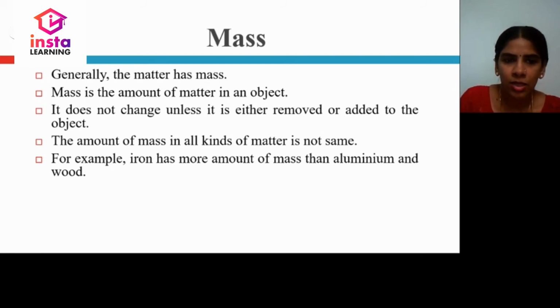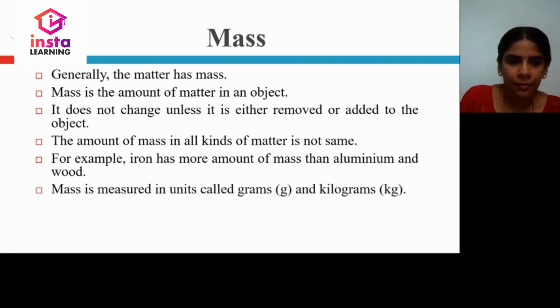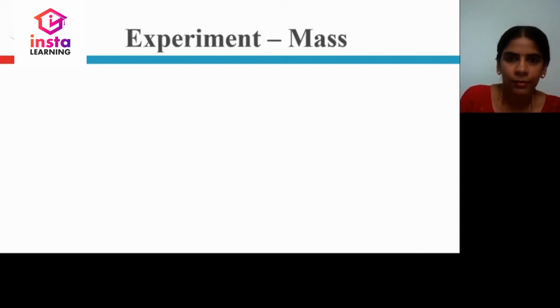So we say the matter is more in an object. Mass is measured in units called grams, g, and kilograms, kg. Let us perform an experiment to understand mass.